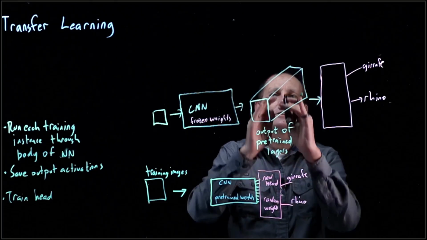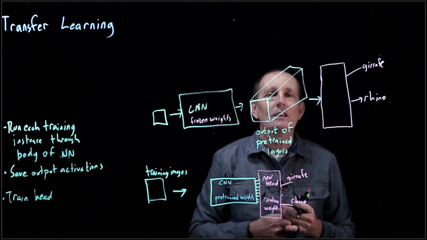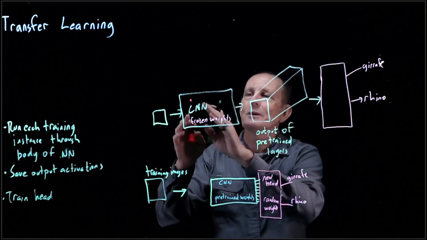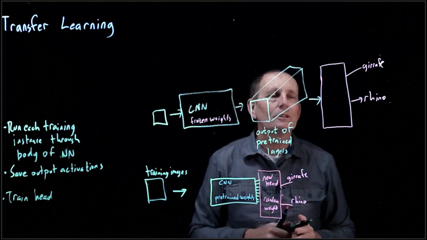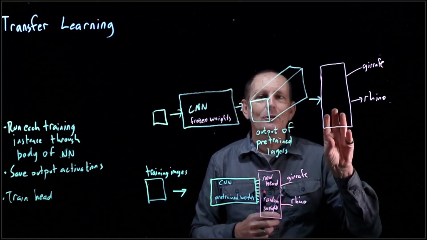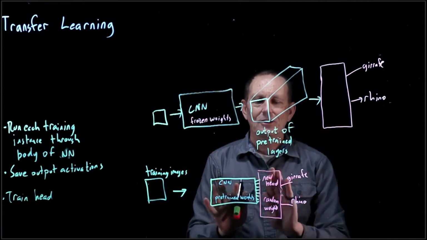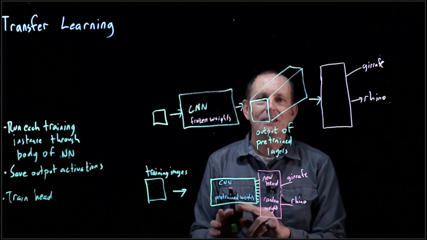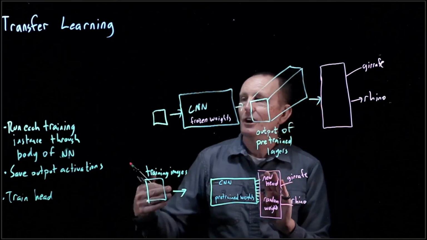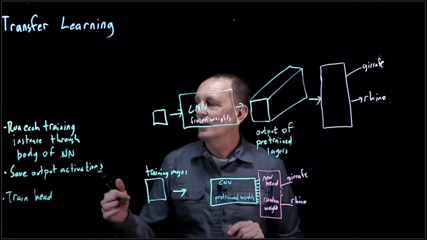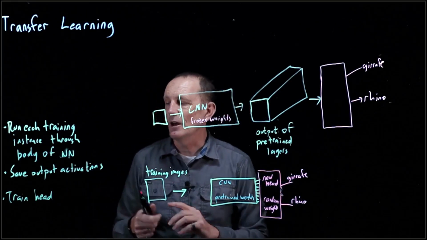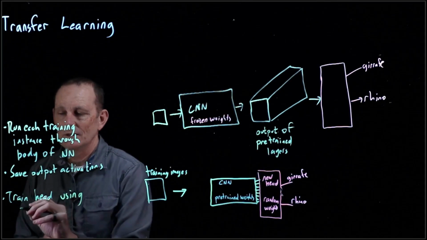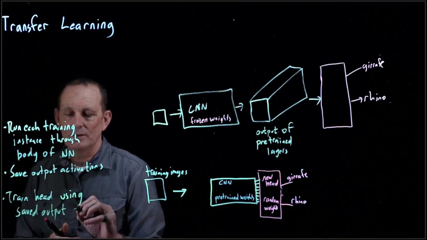So we've got all these tensors, and these are all the tensors we're going to be training with. And we would expect this training to go really, really fast because this is a very small network. So we don't have to pay the price of going through here. Once we've trained the head, we then could go back, unfreeze the CNN pre-trained weights, and then fine-tune. But we'd have to fine-tune with our training images rather than with our saved output activations. So here we're training our head using saved output activations.